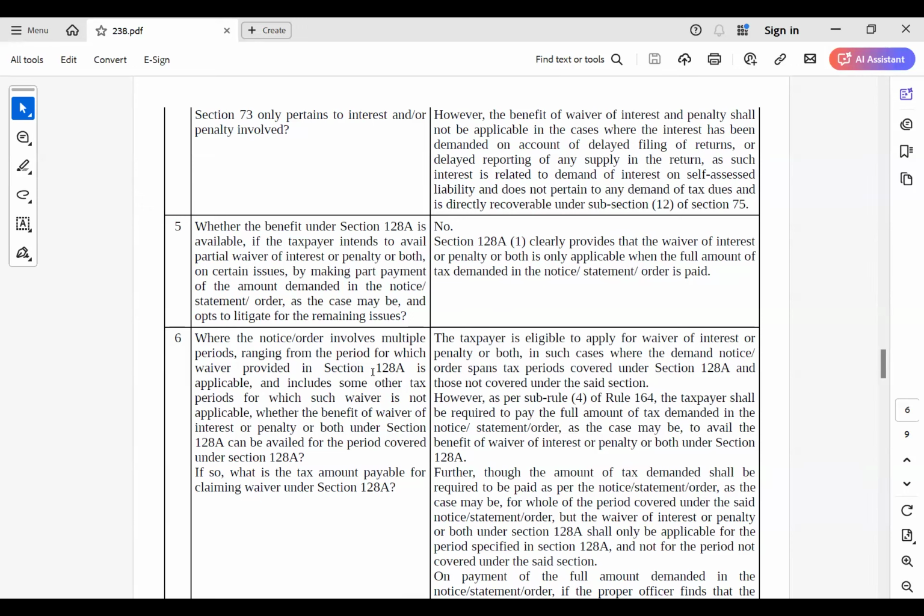Maybe others, but I don't know how the portal would then be working because it would be looking for the settlement of the full DRC. Yes, but there would be two DRC, one for 73 and the other for 74. Legally, this point is correct.